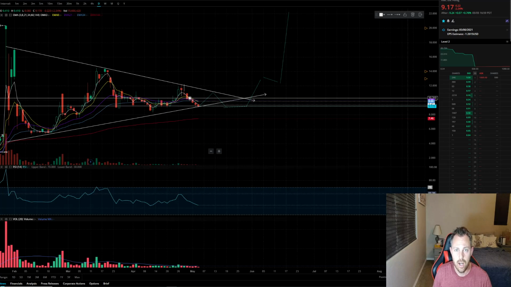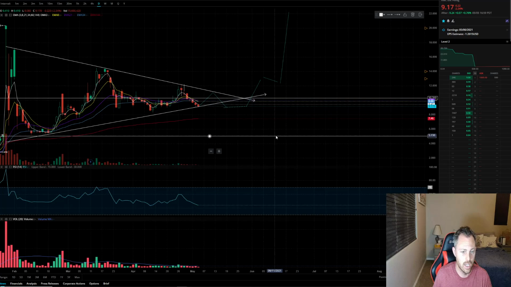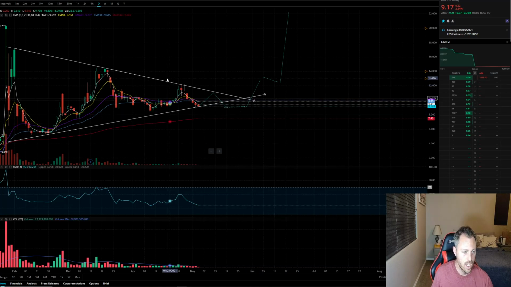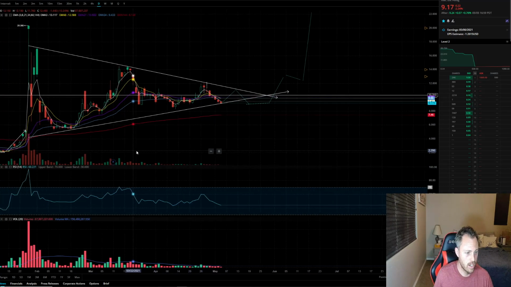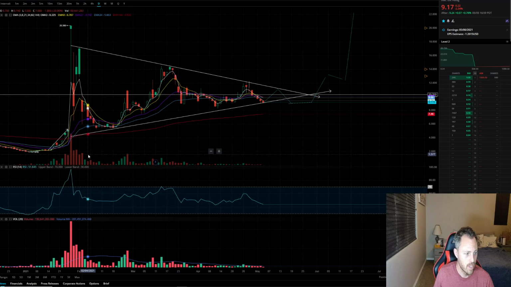Today we're going to be talking about a subject that I haven't seen anybody really talking about lately. What we're talking about is symmetrical triangles today. So what we're looking at here is AMC, and AMC has, since about the end of January, February here, been creating what's called a symmetrical triangle.